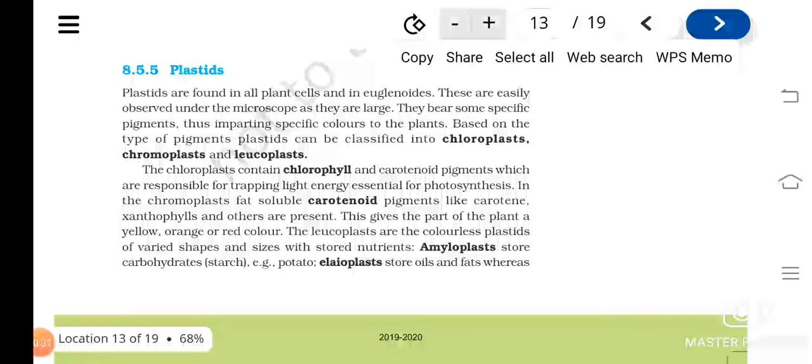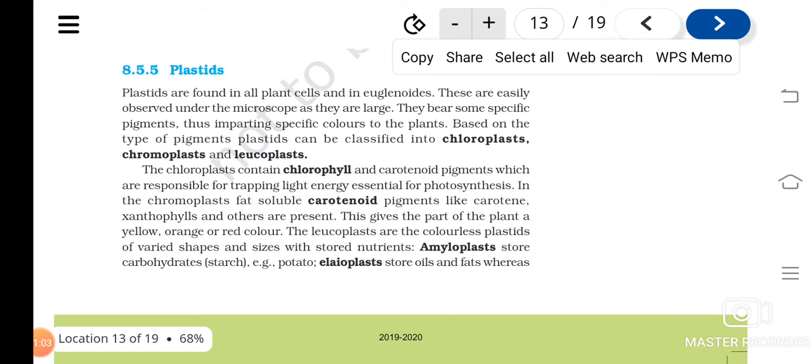What were the different types of plastids? There are three different types of plastids. What are they? Chloroplast, chromoplast and leucoplast. So chloroplasts are plastids which contain colored pigments. Which colored pigments? That is chlorophylls and carotenoids, isn't it? Chromoplasts contain different colored pigments, like carotene, xanthophylls, etc.